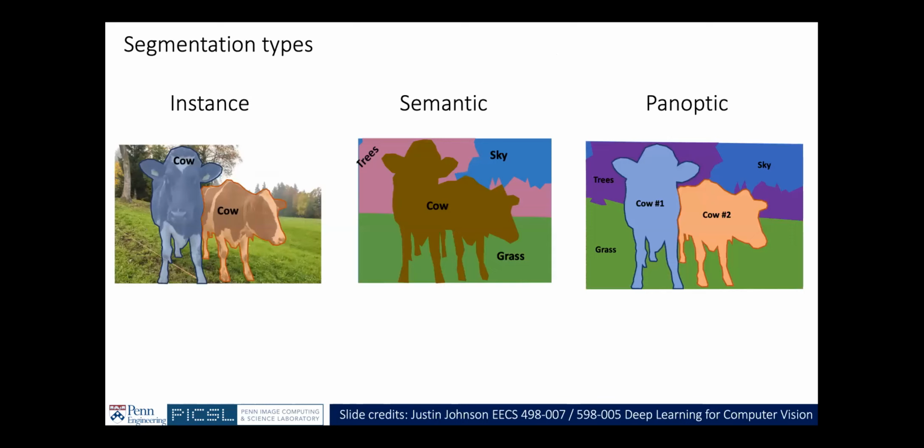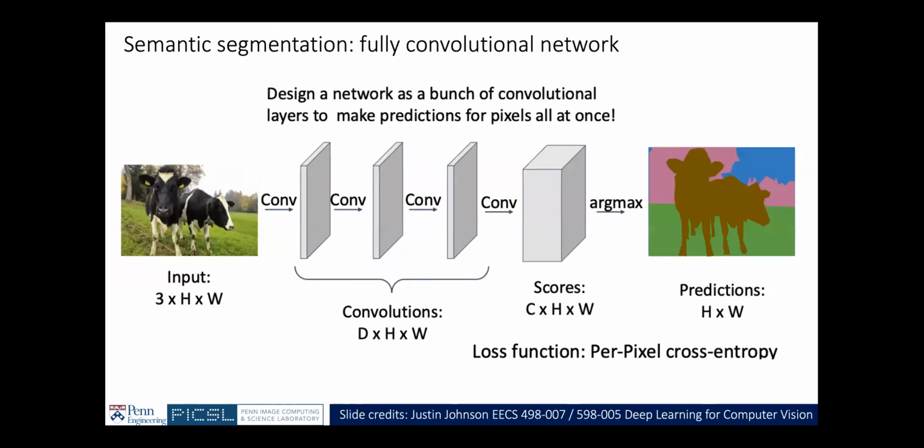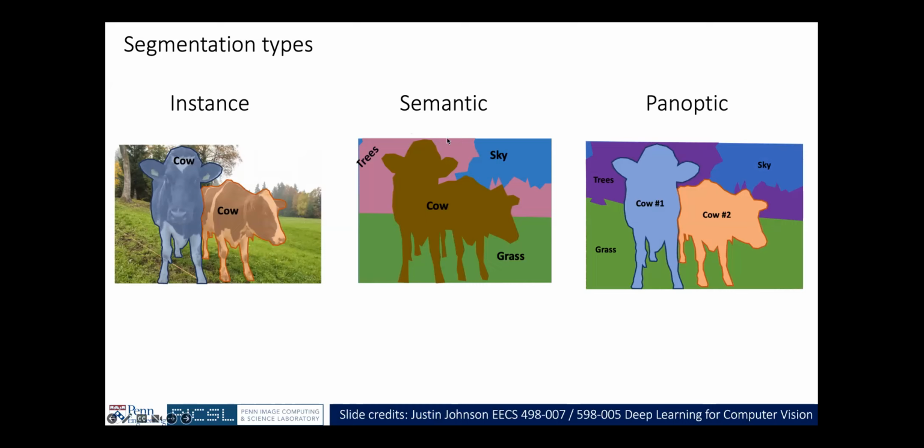So just to set the stage, you are already aware of three different kinds of segmentation. The first type is instance segmentation, where you are interested in only the foreground, but not the background. But in the foreground, you're interested in every instance of that particular object. So if you have the two cows over here, you want to label the different instances as cow number 1 and cow number 2.